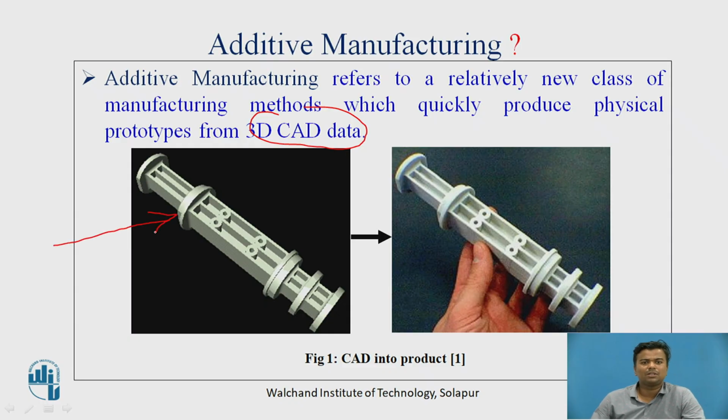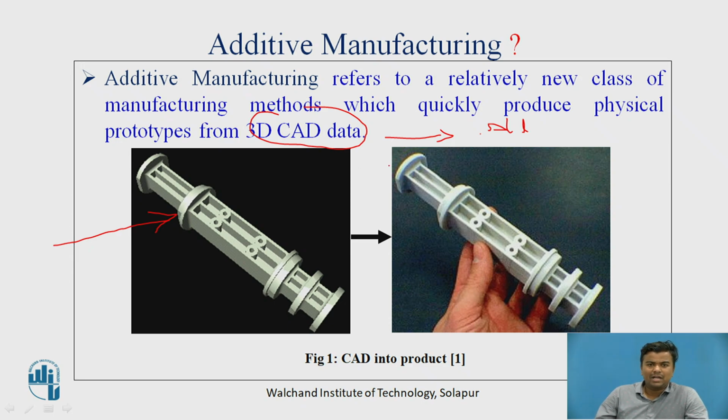Now how can we develop the 3D CAD data? The 3D CAD data, which will be in digital format, we can develop with the help of different CAD modeling software like CATIA, SolidWorks or Fusion 360. Now we have to save these files in .stl format. STL means standard tessellation language, and sometimes it is also called stereolithography.